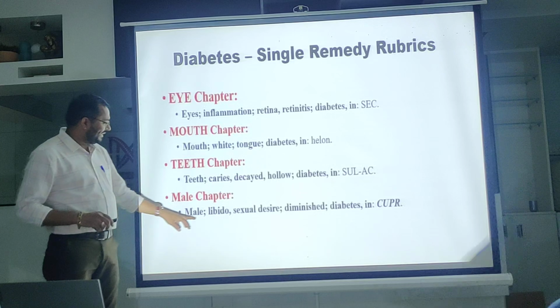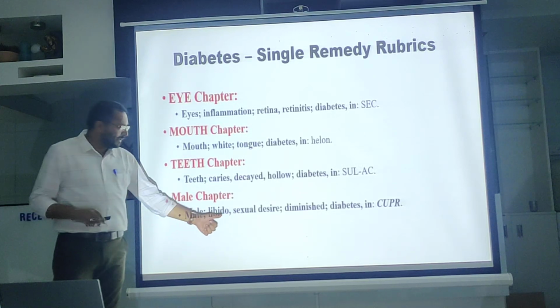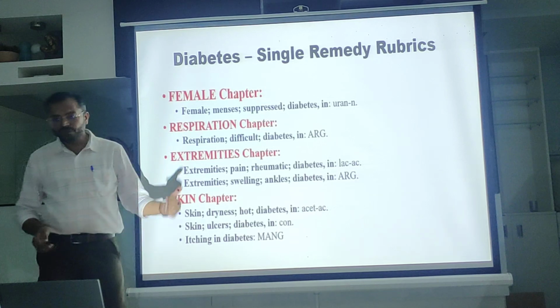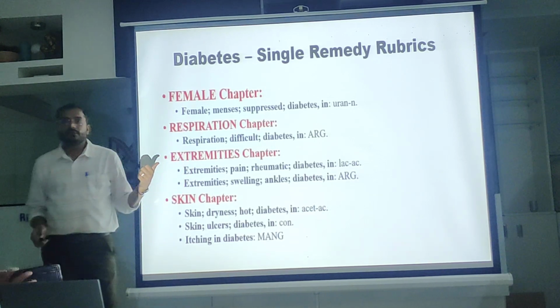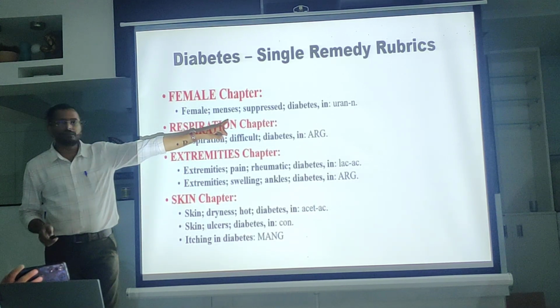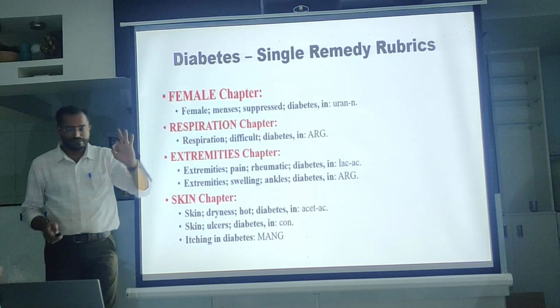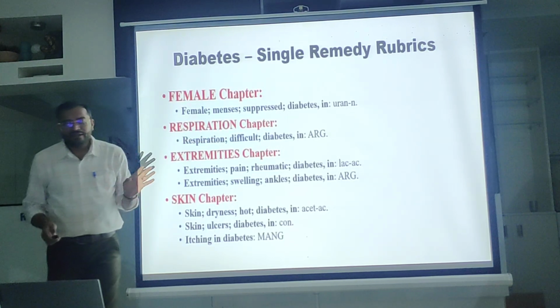You know that. Male libido, sexual desire diminished in diabetes: Cuprum met. Female menses suppressed: so PCOD with diabetes, Uranium nitricum. Clear? Easy. Okay?